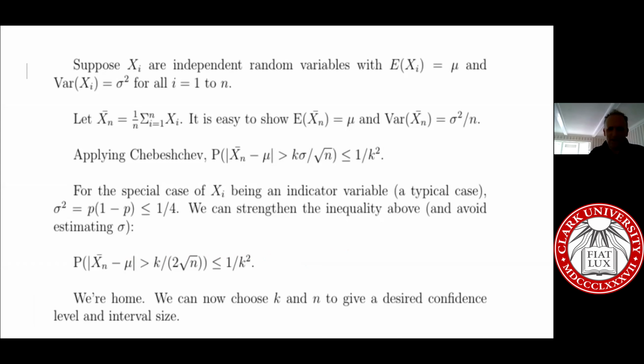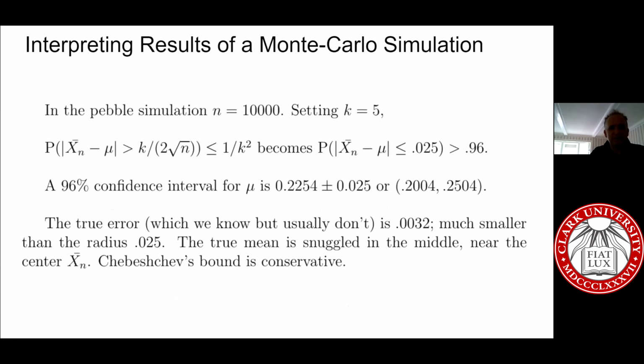So now I can pick k and n to give, actually you can put any k in after the fact to ascertain the probabilistic error, but I can pick a k ahead of time and then pick n to give an accuracy. So in the Pebble simulation, we didn't do that. We just had 10,000. We set k equal to 5 just because I picked 5, and I get a 96% confidence interval of 0.2004, 0.2504.